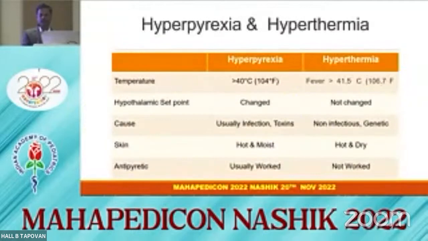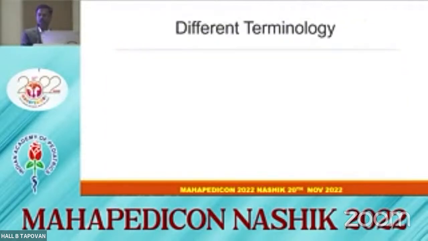So what is the difference between hyperthermia and hyperpyrexia? Temperature in hyperpyrexia is more than 40 degrees Celsius. In hyperthermia, it is more than 41.5 degrees Celsius. The hypothalamic set point is changed in hyperpyrexia, while in hyperthermia, it is not changed. Causes in hyperpyrexia are usually infection, toxin. Skin is hot and moist in hyperpyrexia, and hot and dry in hyperthermia. So if you find dry skin, especially if the axilla are dry, you know the patient may be hyperthermic. And antipyretics usually work in hyperpyrexia but may not work in hyperthermia.